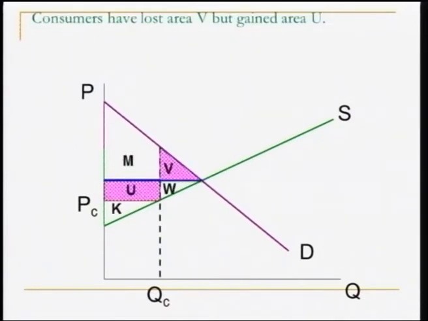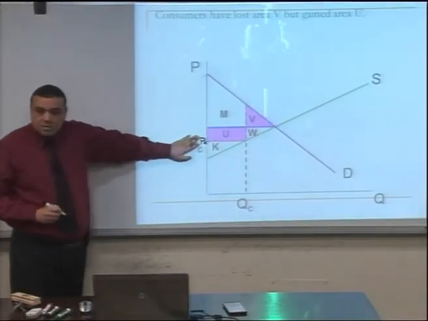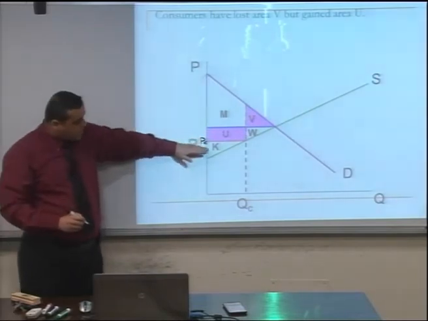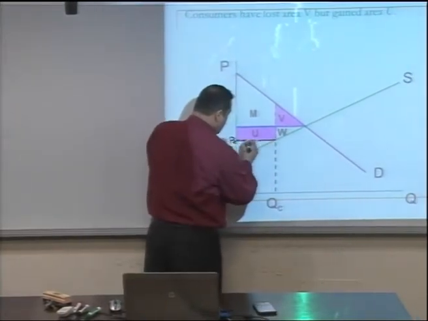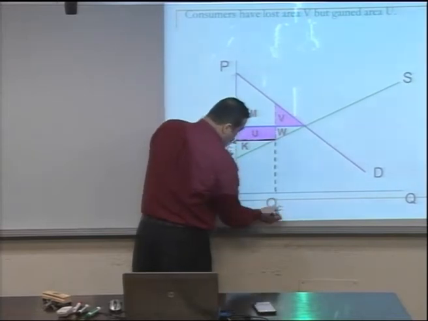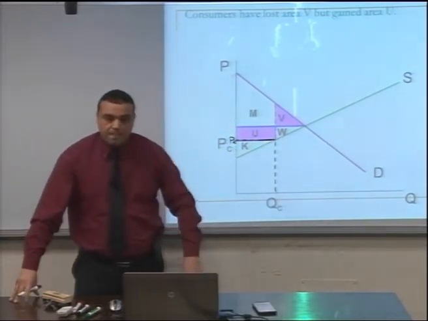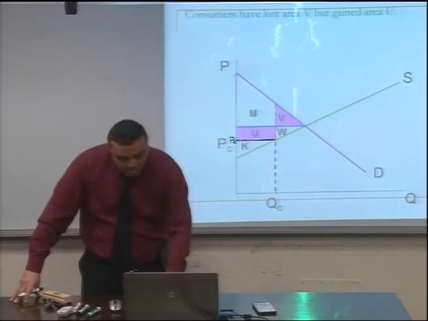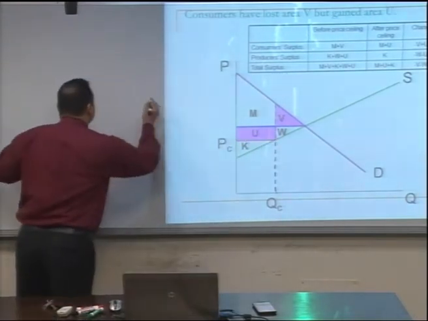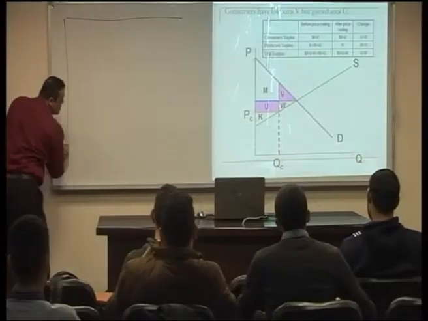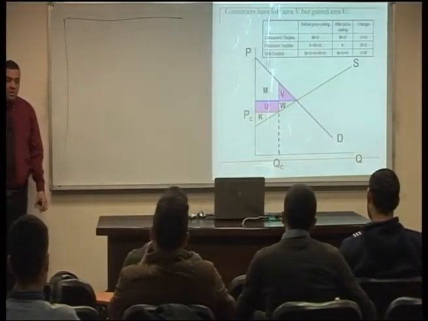Let us assume that the government imposed a price ceiling at PC here. The price ceiling. What do you see? Here's the price ceiling. And this is the quantity at the price ceiling. Before, or at equilibrium, how much is the consumer surplus? Let us analyze here the social welfare before and after imposing a price ceiling.